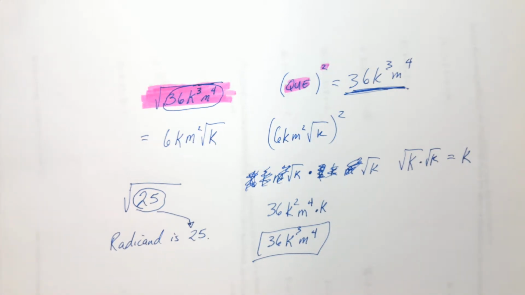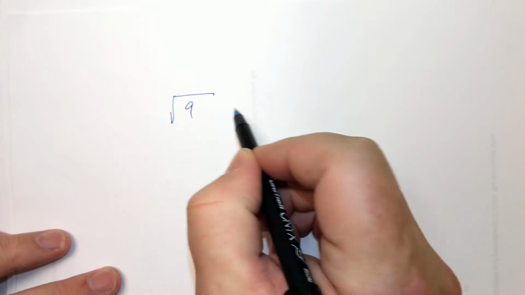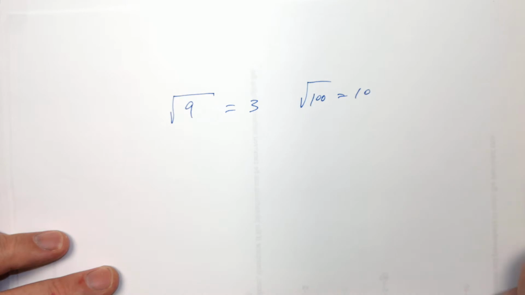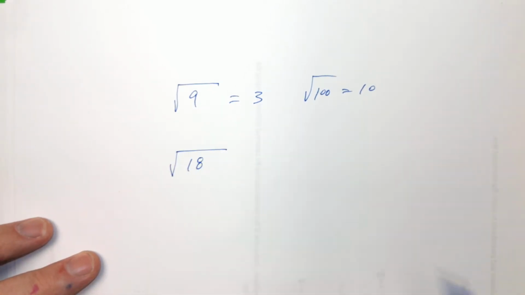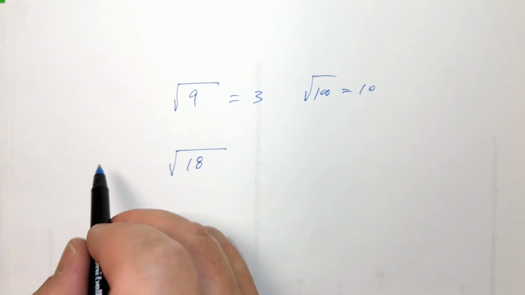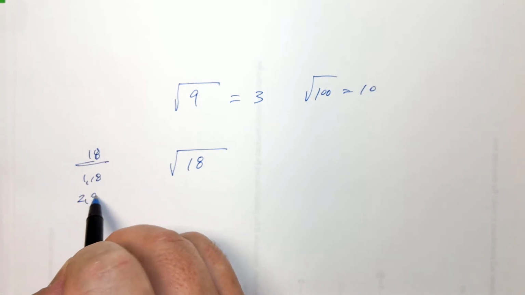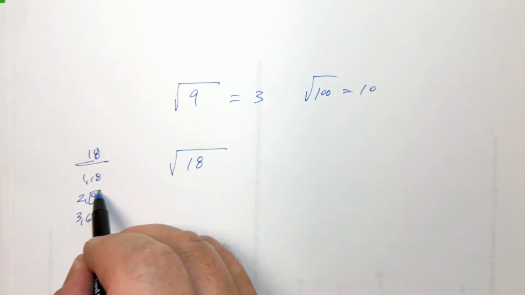Okay? Alright, now, because square roots are looking for perfect squares, right? Like the square root of 9 is 3, and the square root of 100 is 10. If you have something that's not a perfect square, like 18, what you do is you factor, and you look for the biggest perfect square. So if I have 18, that's 1 and 18, 2 and 9, and 3 and 6. Those are all the factors. That's the perfect square right there.